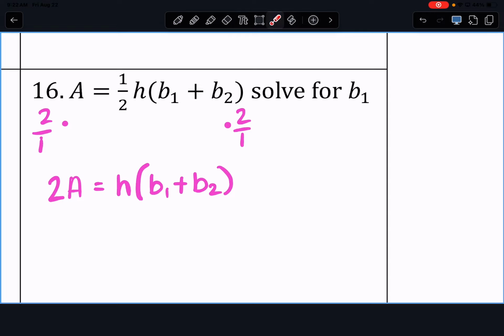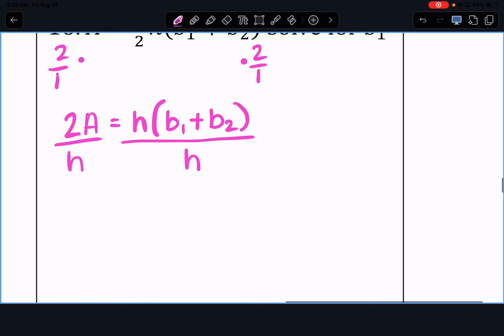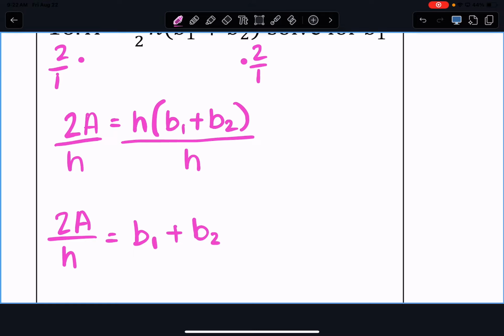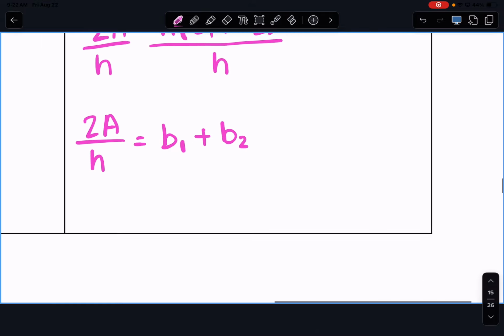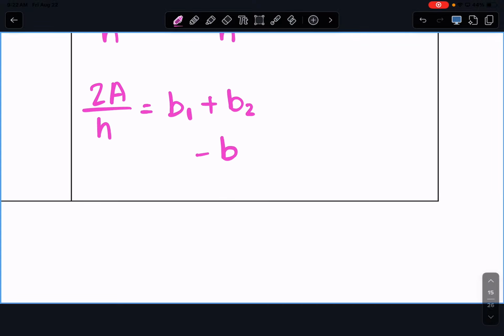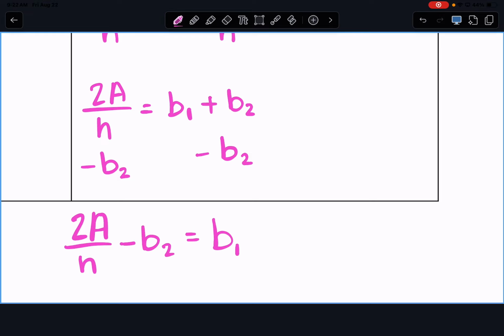Now, we can either distribute the h or get rid of it. How do I get rid of something that's being multiplied? Divide. So I would need to do what to both sides? Divide by h. So we get 2a over h equals b1 plus b2. Then what do we do? Subtract b2. So we get 2a over h minus b2 equals b1.